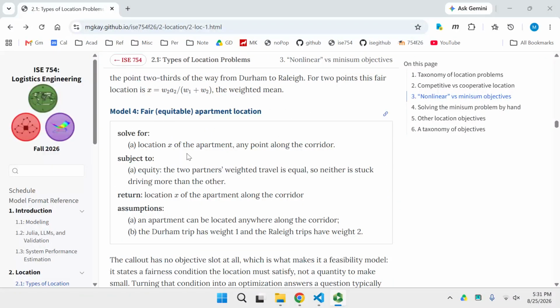For this model, the fair equitable apartment location problem, notice that there's no objective function slot in this modeling formulation. The reason is that here we're dealing with a feasibility model. The model is basically trying to find a location that makes the distance the same, so it's looking for feasibility. So the constraint is equity, and the decision is the location of the apartment, and then we have these two assumptions.